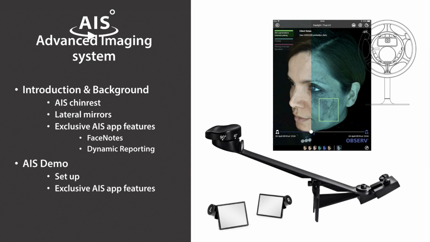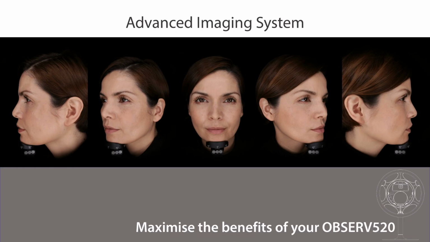The ergonomic and rotatable chin rest can be adjusted to different positions. In addition to frontal views, the chin rest supports 40 and 90-degree lateral views of the face for perfectly aligned before and after pictures. The set of lateral mirrors is designed to help position the face at the 40-degree angle with even greater precision.